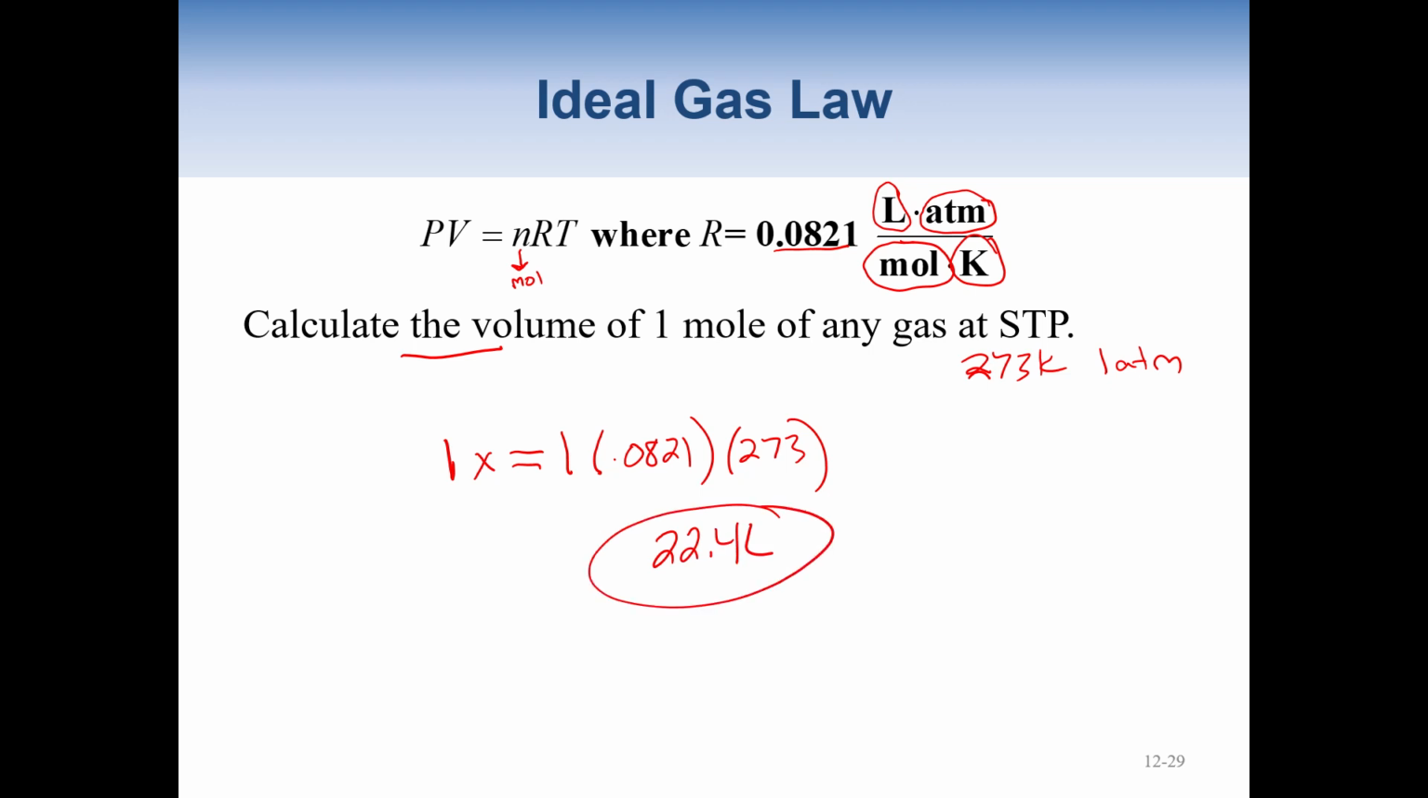At standard temperature and pressure, 22.4 liters will be our conversion factor between moles of a substance and liters of that substance, of the gas. So when we go on to gas stoichiometry, that is where that conversion factor came from.